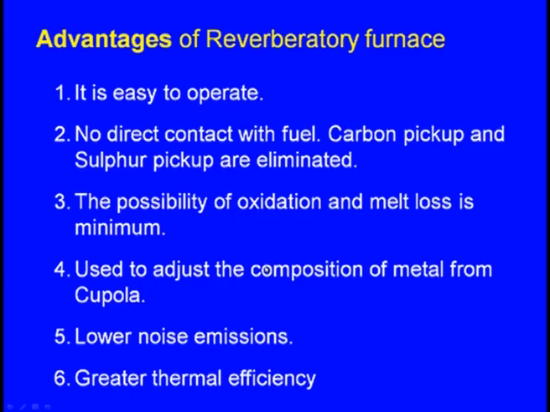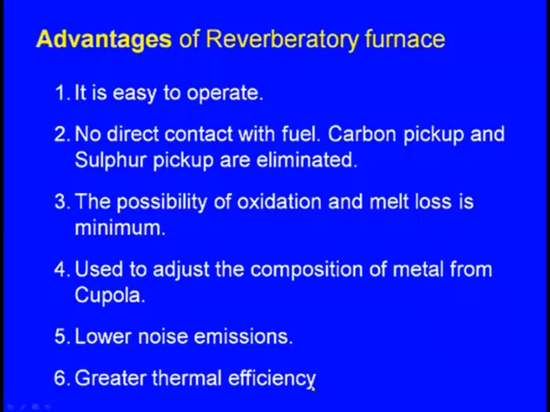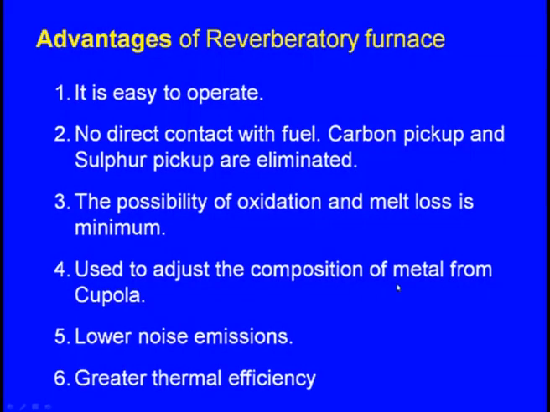Yes, again, this can be used in conjunction with a cupola furnace, just like a rotary furnace can be used in conjunction with a cupola furnace. What are the drawbacks of the cupola furnace? The most important advantage of the cupola furnace is its simplicity, and large quantities of melt can be melted using a cupola furnace. But accurate composition control is not possible in a cupola furnace, but that can be achieved in a reverberatory furnace. Yes, we can tap the molten metal from the cupola furnace and we can pour it inside the reverberatory furnace. And here we can adjust the composition of the molten metal. If some other element is required, we can add here. That is how we can adjust the composition of the molten metal from the cupola using this reverberatory furnace.